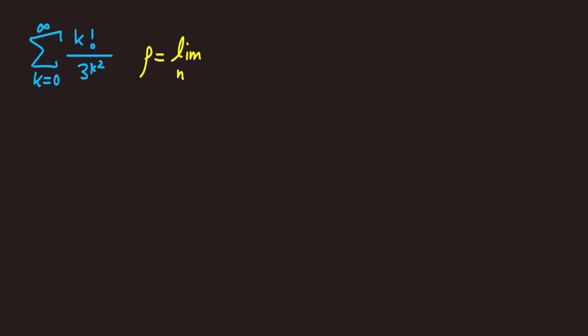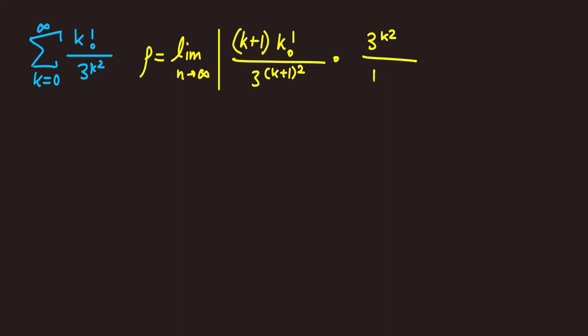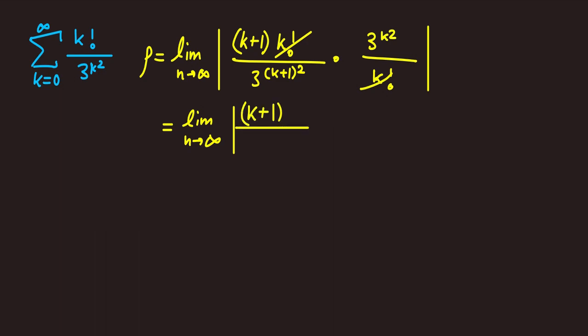Another example, we have k factorial over 3 to the k squared. So we're going to use the ratio test. We're going to have (k + 1) times k factorial over 3 to the (k + 1) squared, and we're going to divide it by the original. The k factorials are going to cancel out, but then we're left with 3 to the k squared over 3 to the (k + 1) squared, which we can't do much about.